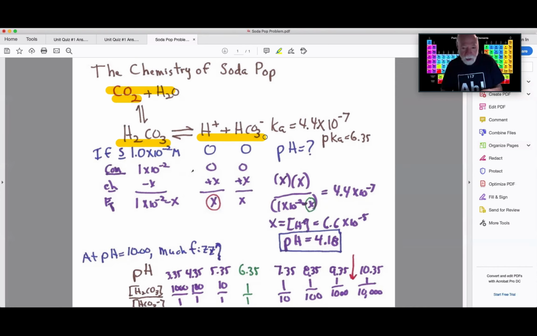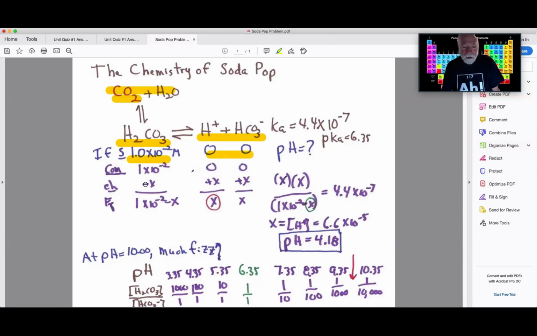Okay, so I've given you the Ka for that weak acid, 4.4 times 10 to the minus 7. Problem number 1 goes like this. Let's say the manufacturer made the starting concentration 1 times 10 to the minus 2 molar. What would be the pH of the soda pop? I've given you the starting concentration of the carbonic acid, no hydrogen or hydrogen carbonate yet.